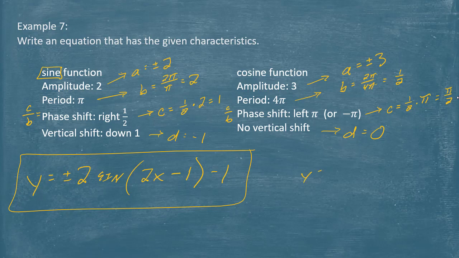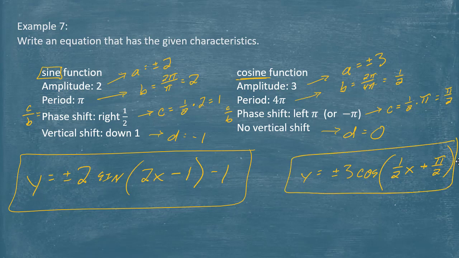If we do the same thing with the second one, this time it wants a cosine function. So I'm going to start with the A value ±3 because it could be positive or negative. I know the function was cosine from the problem. B was found to be 1/2, times x. Then I found my phase shift to be left pi, so that would be add pi halves, since that was the value of C that we found. And then +0 at the end, so I could technically just drop the +0 and call it good.